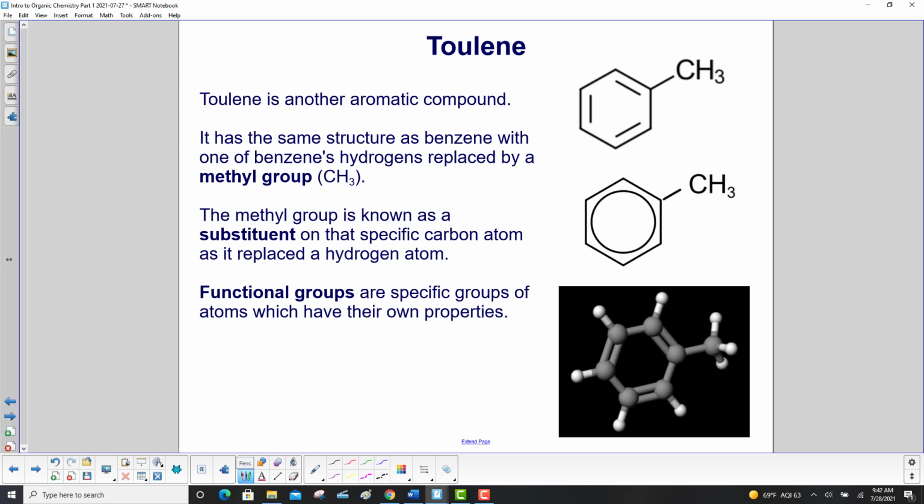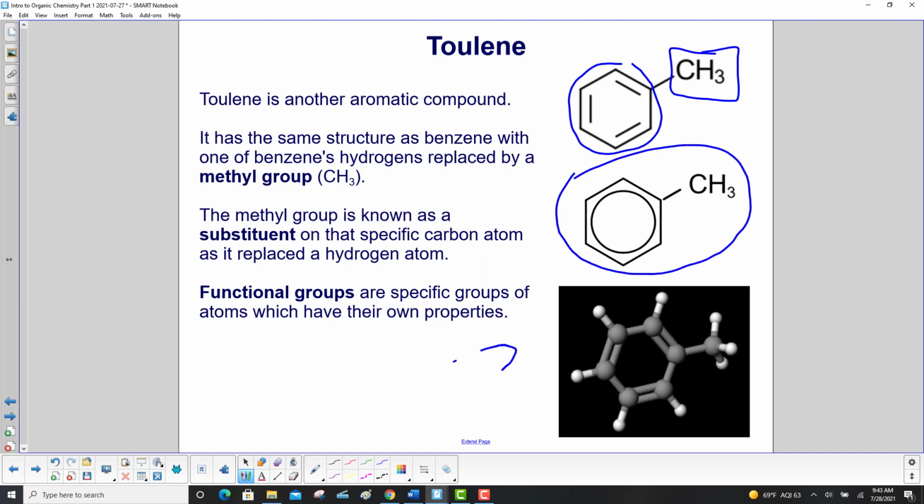Toluene is another aromatic compound. It has the same structure as benzene, right here, with one of benzene's hydrogens replaced by a methyl group, CH3. The methyl group is known as a substituent on that specific carbon atom as it replaced a hydrogen atom, or it's substituted for it. Functional groups are specific groups of atoms which have their own properties, and a methyl group is a functional group. So, two ways to draw it here, and then with the ball and stick model, that's how it's drawn there. And here's your three double bonds. And here's the CH3 methyl group.